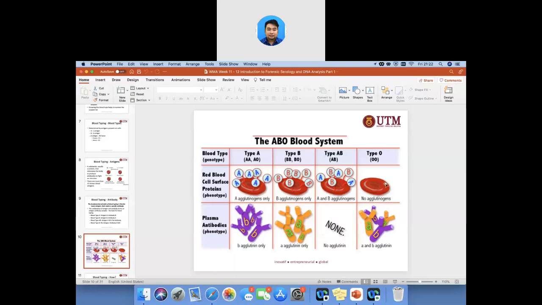That's why we call it the donor, because O blood can be given to A, B, and AB. A can only give to A, B can give to B, AB cannot give to anyone but AB. O can give to everyone. So that's why type O is called the universal donor.